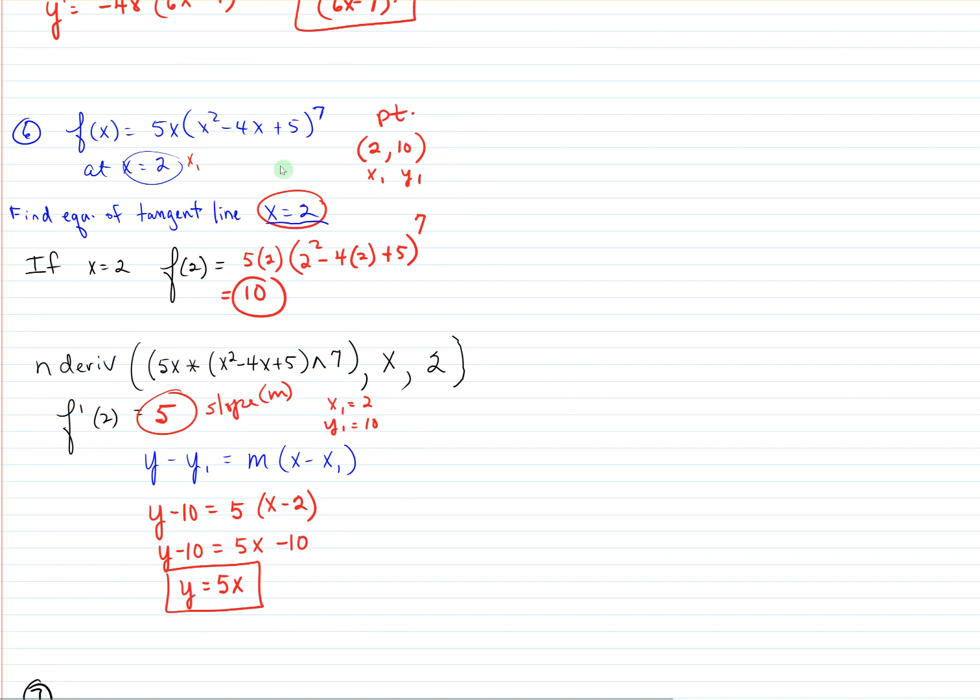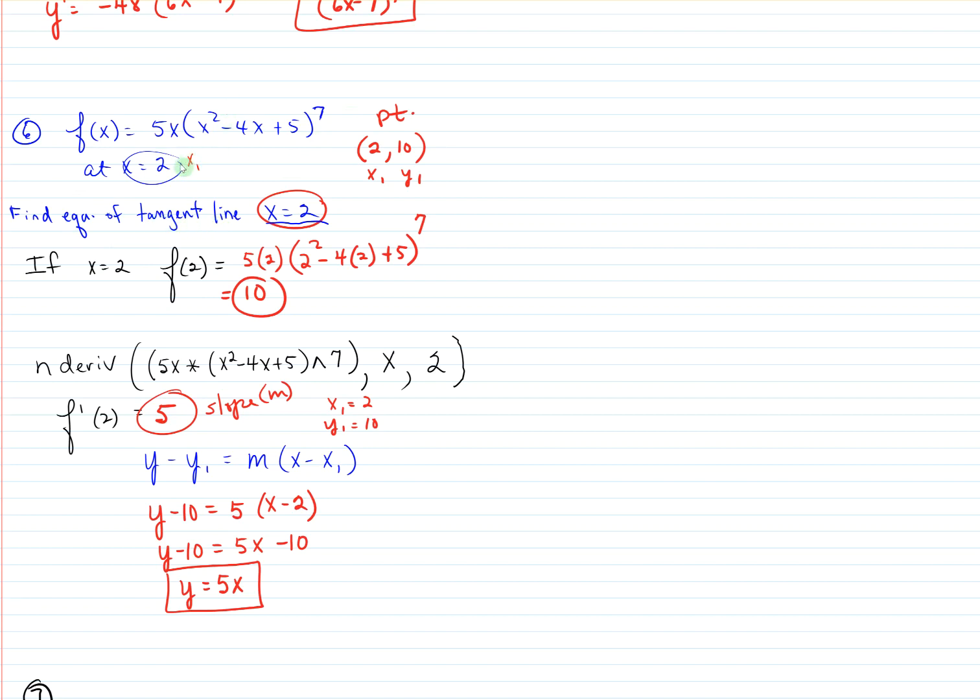Okay, number 6, you are given f of x is equal to 5x times x squared minus 4x plus 5 to the 7th. And we want to find the derivative at x equals 2, and find the equation of the tangent line.